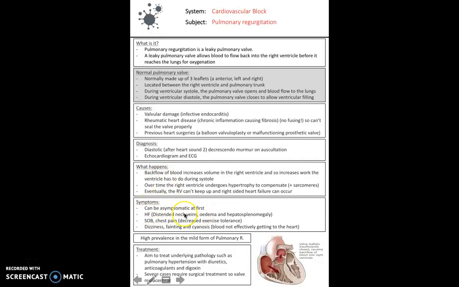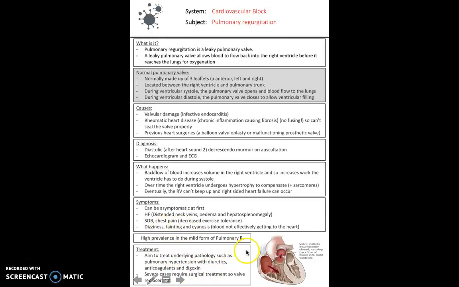In terms of symptoms, it can be asymptomatic at first, but essentially the complications that can ensue include heart failure, so that triad of symptoms, again distended neck veins, edema and hepatosplenomegaly, but also we may see simply shortness of breath and chest pain, which is much worse on exertion for those suffering from pulmonary regurgitation. In terms of the mild form, there's actually a high prevalence of pulmonary regurgitation, but as we've said, it can be asymptomatic at first.